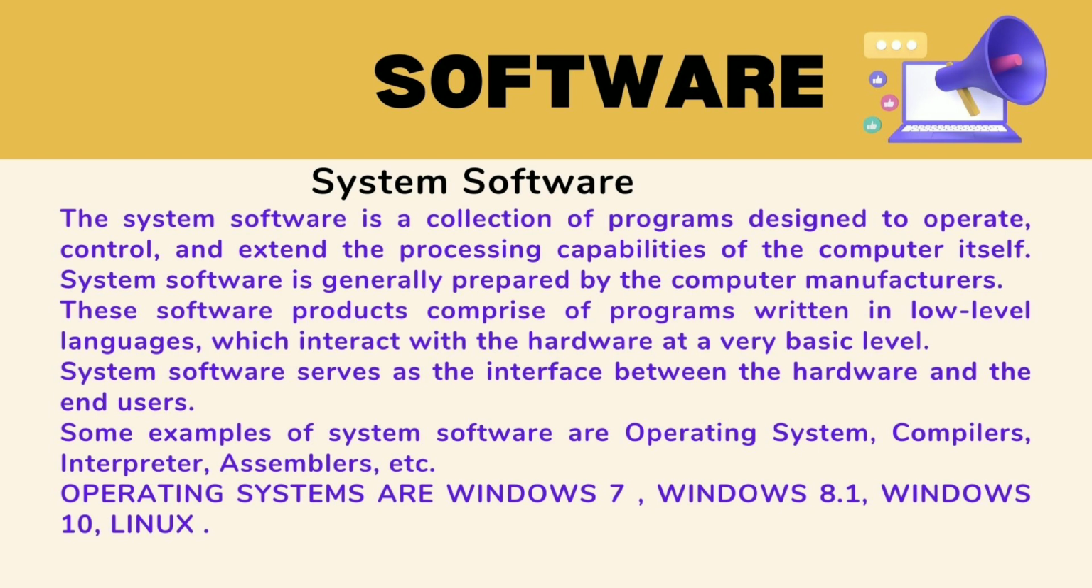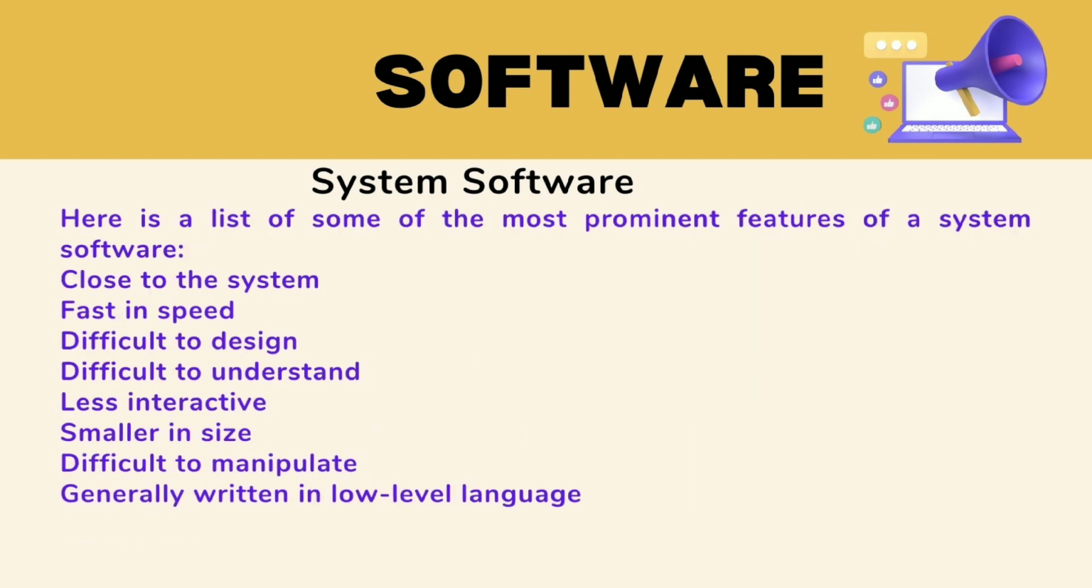Operating systems are Windows 7, Windows 8.1, Windows 10, Linux. Here is a list of some of the most prominent features of system software. Close to the system. Fast in speed. Difficult to design. Difficult to understand. Less interactive. Smaller in size. Difficult to manipulate. Generally written in low-level language.